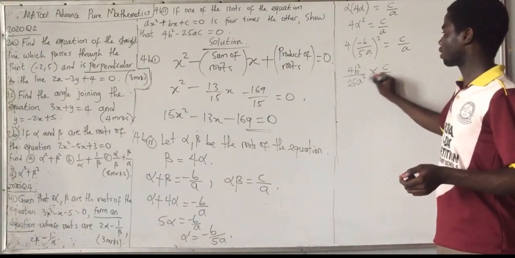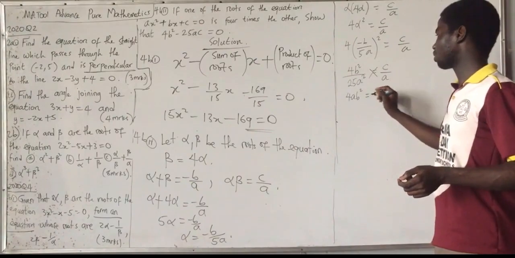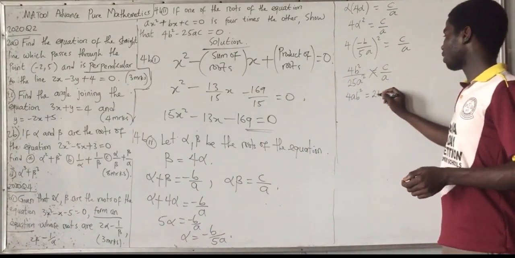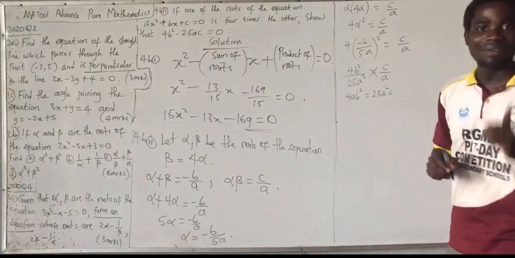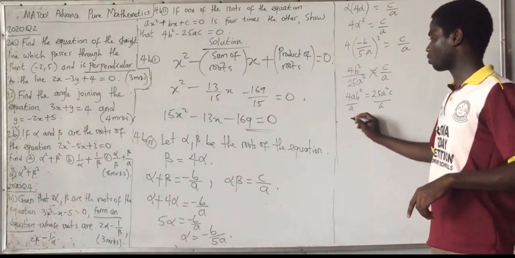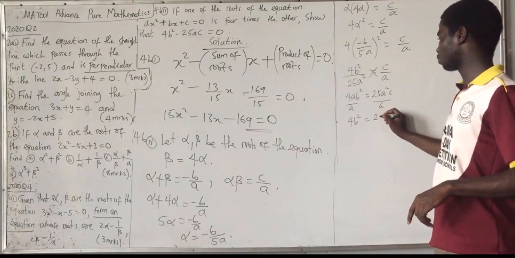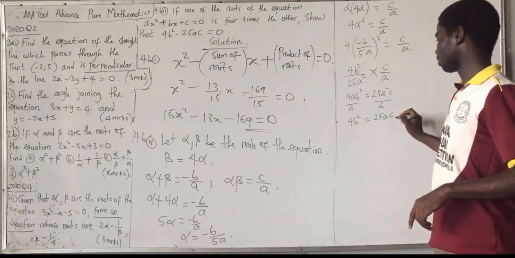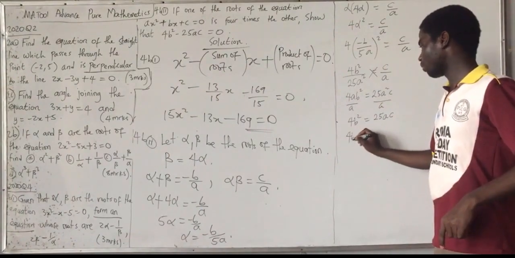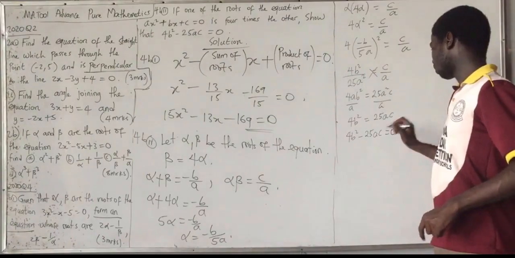Cross multiply. 4b squared times a, 4ab squared, is equal to 25a squared c. Divide both sides by a. Divide both sides by a, cancel a, you will be left with 4b squared is equal to 25ac. Do you get that? Then bring the 25ac to the other side, you have 4b squared minus 25ac equal to 0.